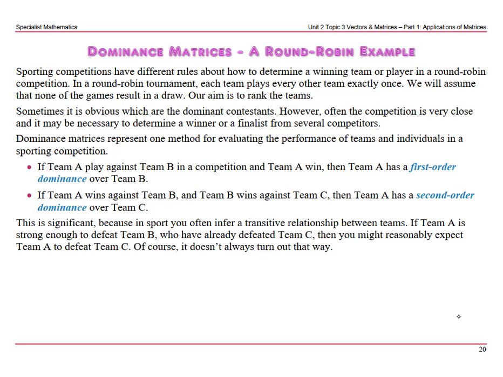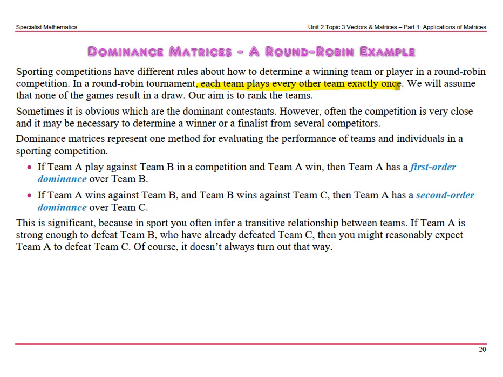This video looks at dominance matrices and round robin examples. Now, sporting competitions have different rules about how to determine a winning team or player in a round robin competition. In a round robin tournament, each team plays every other team exactly once, or each player plays every other player exactly once.